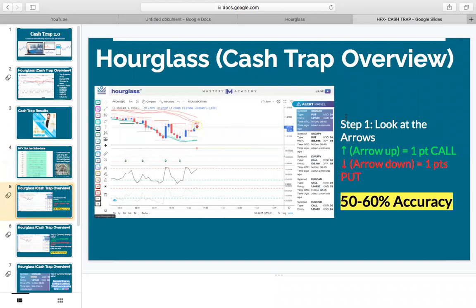Now, step 1, look at the arrows. So if you see an up arrow, that means call. Call means buy, okay? If you see a down arrow, a red arrow, that means put. Put means sell. This is 50 to 60% accuracy. This is the first thing that you look for. You want it to be a check-off process. The computer algorithm is already telling you, okay, hey, we're seeing buys, we're seeing sales, so pay attention. Now, let's go to the next step.